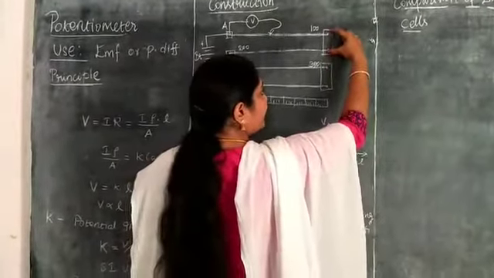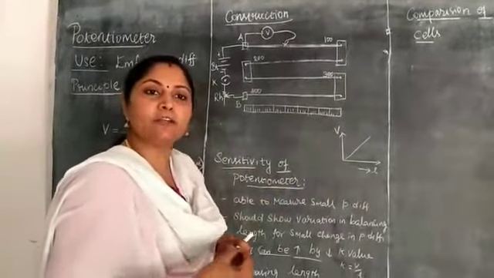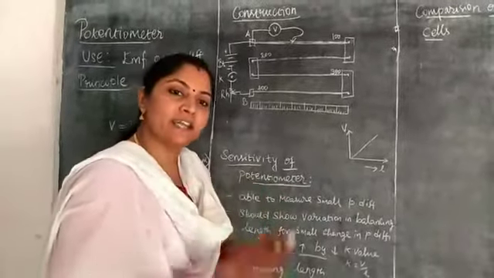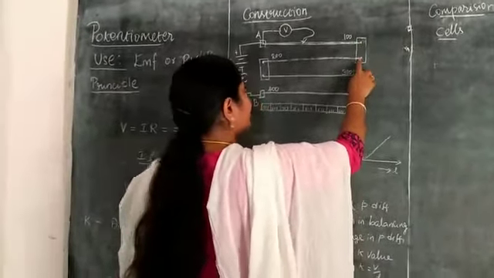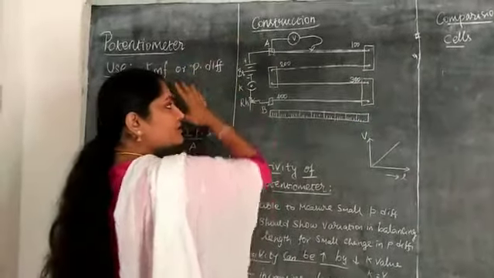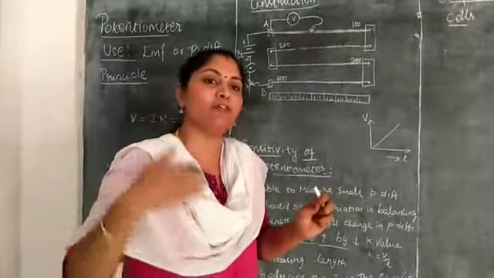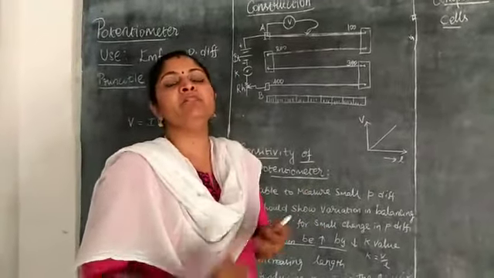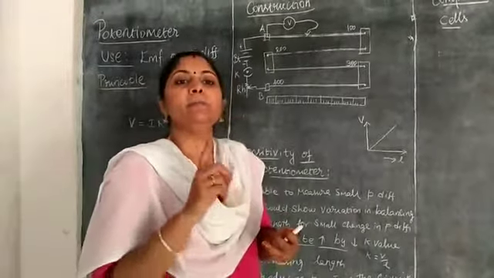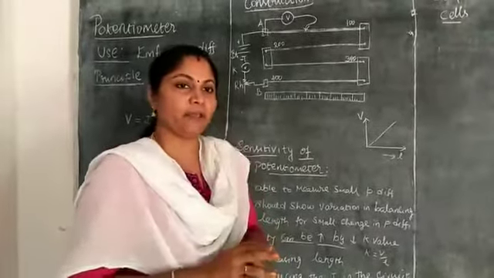At the end there will be copper strips. The copper strips will give the connection between these two points. Okay, so you must remember. Potentiometer means it is a long metallic wire. The length may be from 4 to 10 meter with uniform cross-sectional area, made up of an alloy, maybe constantan or manganin.